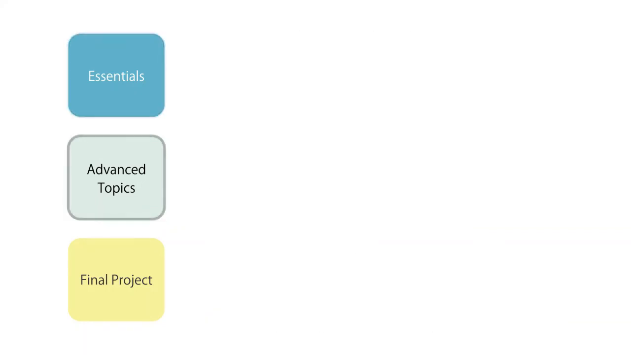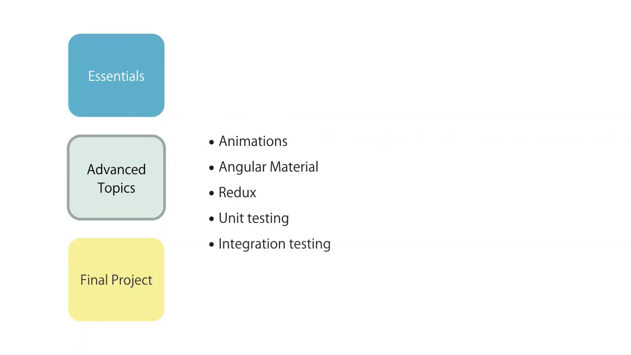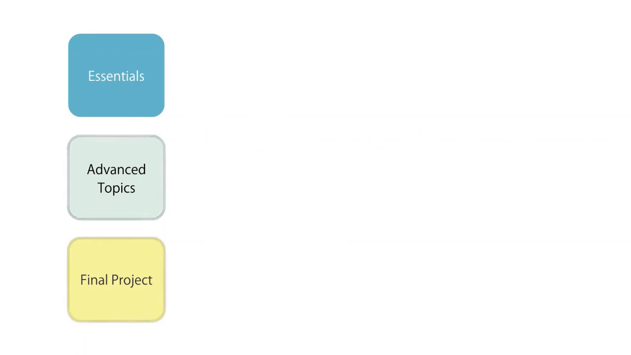Then we get into the territory of the advanced topics. And by advanced, I don't mean complicated, I mean anything that is beyond the basics. So in this part of the course, I will cover animations, Angular material, Redux architecture, unit testing, and integration testing. And over the last part, we'll build that e-commerce application that I showed you at the beginning of the course. This part also includes a few sections, and in each section, we'll build one module of functionality in this application. So here we have sections like product management, shopping cart, checkout, and so on.